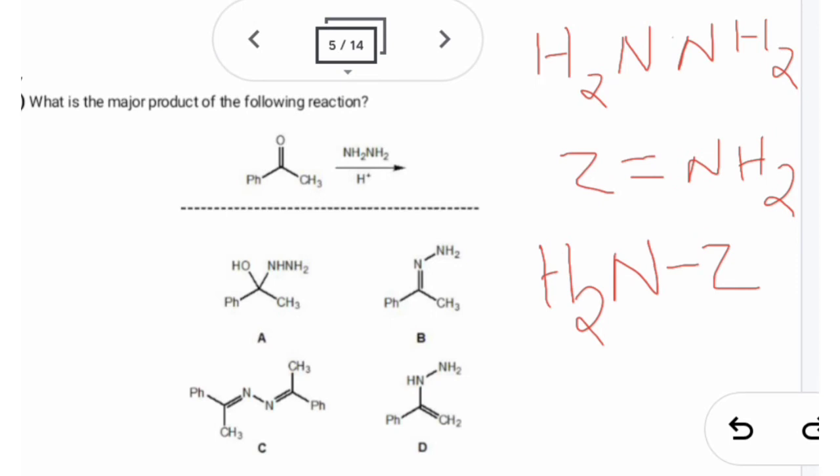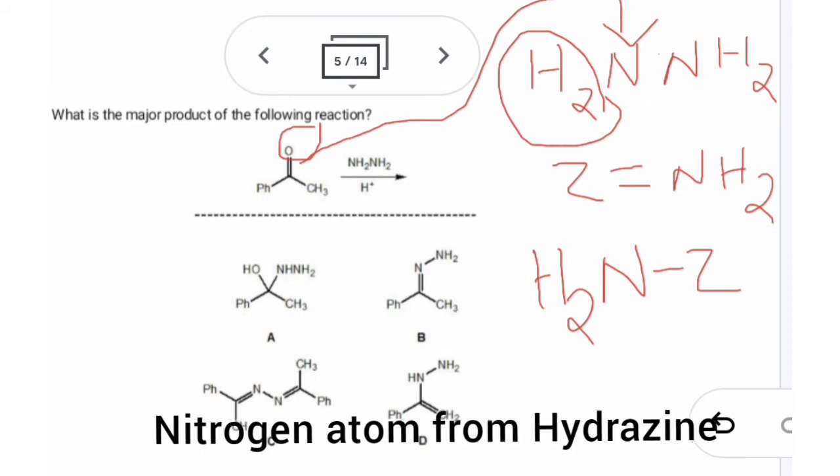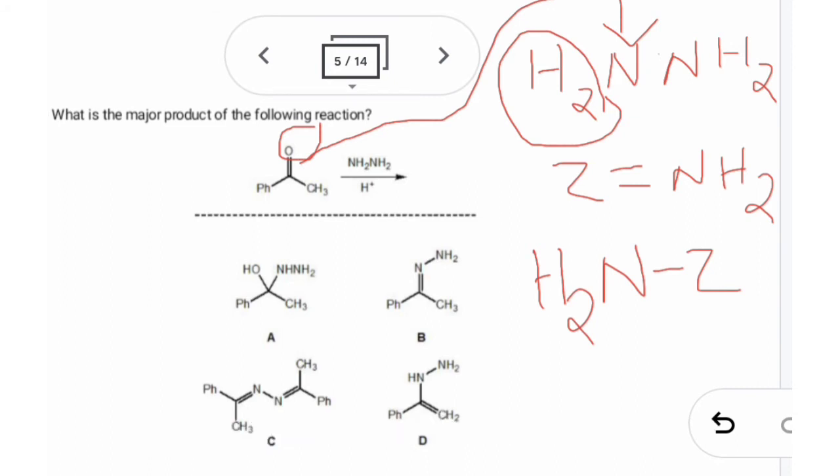For you to predict the product of this reaction, it's very simple. You have to remove two hydrogen atoms from hydrazine. Then you also remove the oxygen atom from the carbonyl group. When you do that, you connect the remaining parts. This means that this double bond is going to be connected to the nitrogen, so there will be a double bond between this carbonyl carbon and the nitrogen from hydrazine. That is basically what you do to predict the product of such reactions. So this means that B is the correct answer.